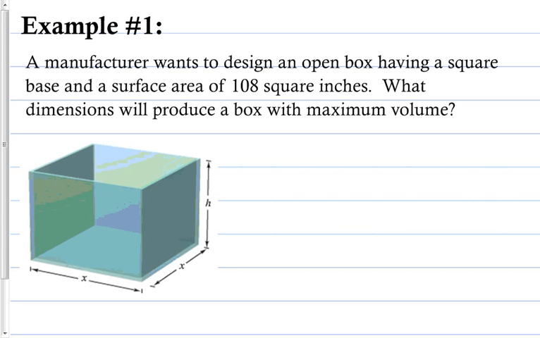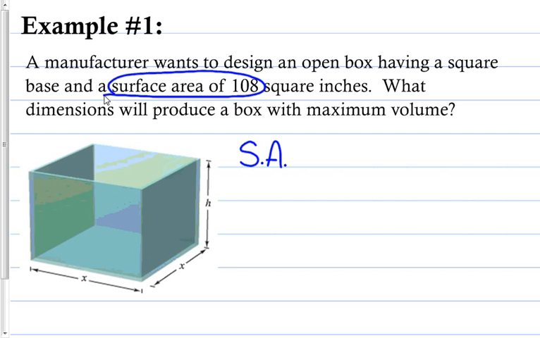So in the picture, they assigned the length and width as x, and then the height is h. What dimensions will produce a box with maximum volume? Okay, so first of all, start off trying to locate the information that they gave you. They told you that the surface area of the box is 108. So you're going to use the surface area formula.